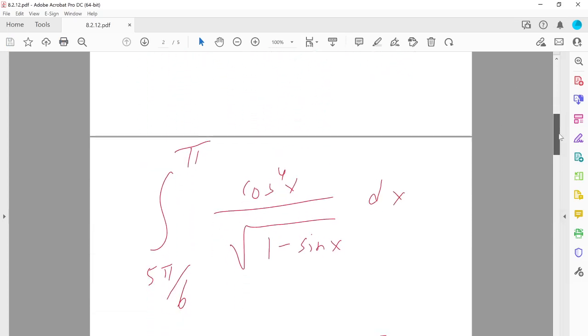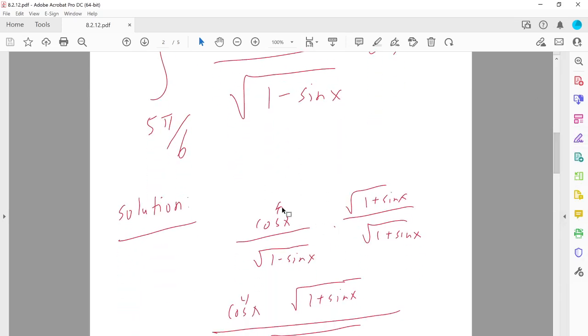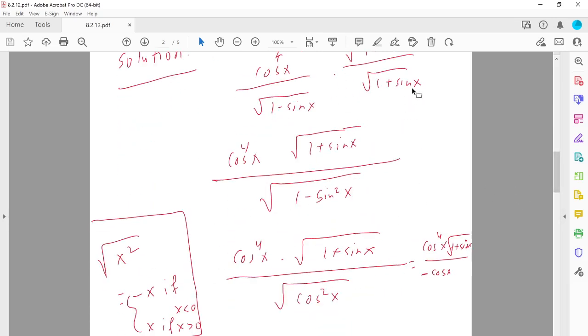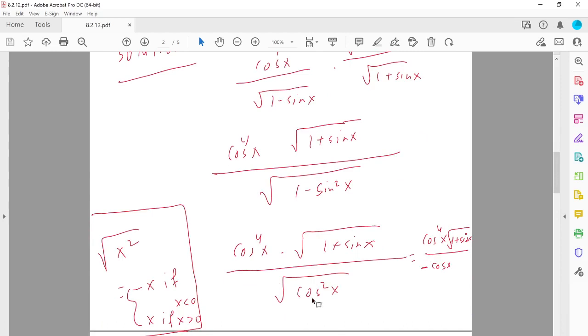So first of all, we have to simplify this expression. The first simple way is to multiply the top and bottom by the conjugate of the square root of 1 minus sine x, which is the square root of 1 plus sine x. By doing that, the bottom part becomes the square root of 1 minus sine square x, which is eventually cosine square x. And the square root of cosine square of x is one thing you have to keep in mind.